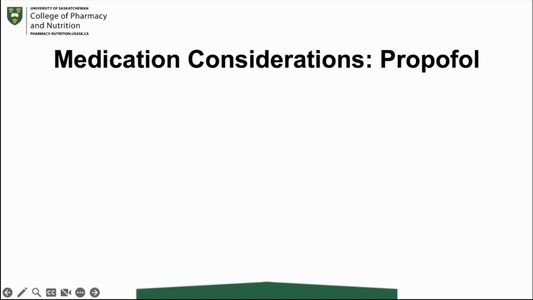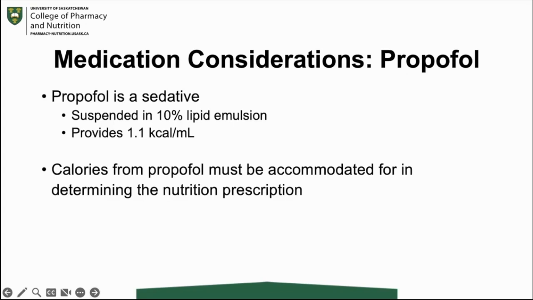The reason for this is that propofol is suspended in a 10% lipid emulsion, and depending on the rate propofol is being infused, can provide a significant amount of calories to the patient. Thus, if a patient is on propofol, the dietitian will determine how many calories the propofol provides and subsequently adjust the nutrition prescription to accommodate for these calories. For example, if we determine an individual's energy requirement to be 1800 kcal, but the patient is receiving 300 kcal from propofol, we will tailor our nutrition prescription to provide only 1500 kcal.